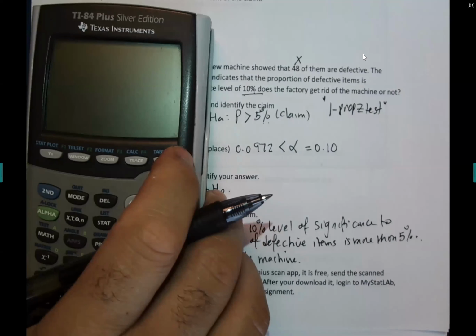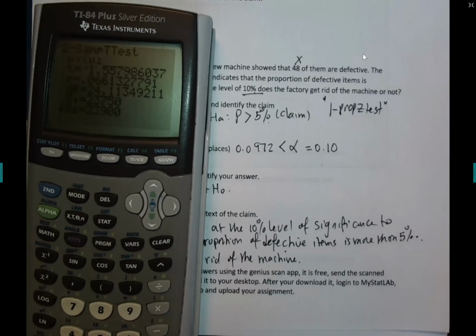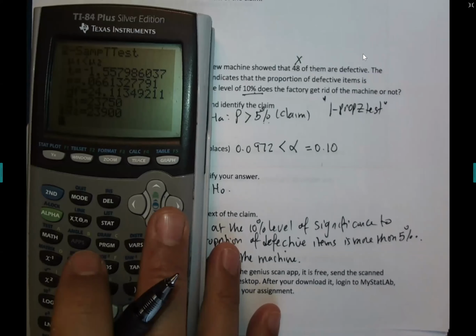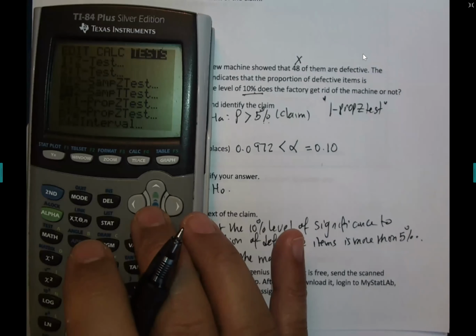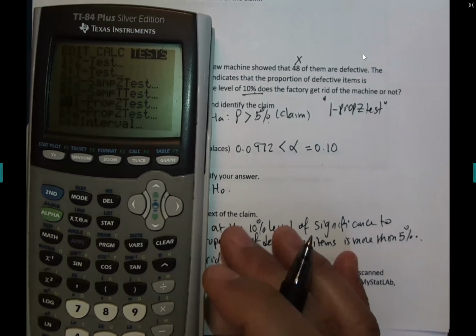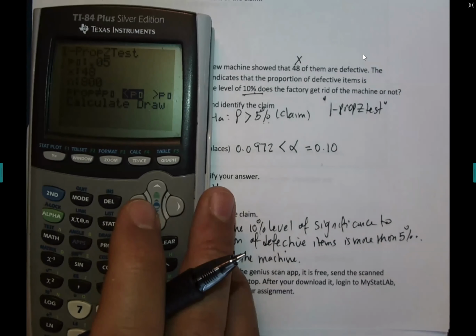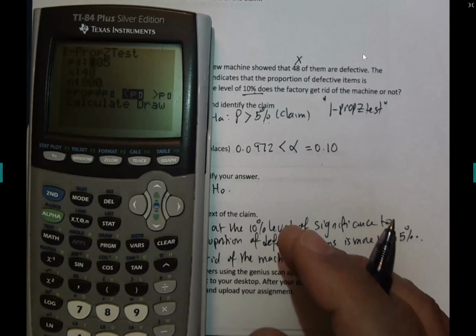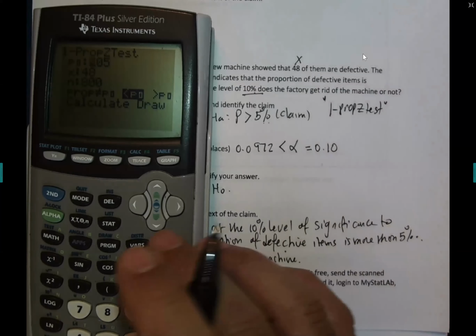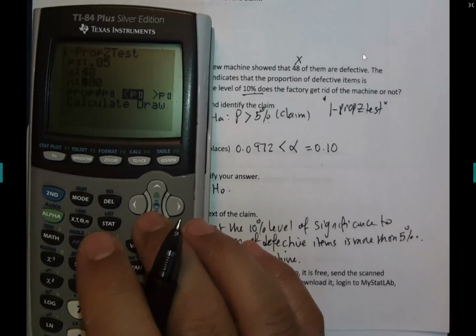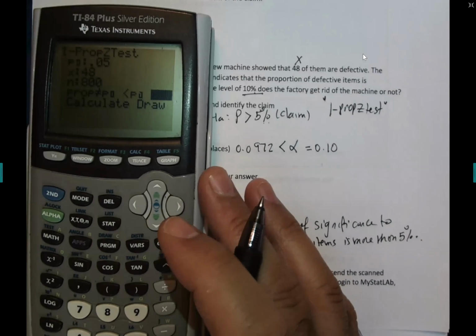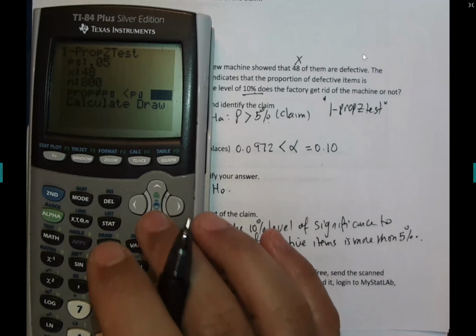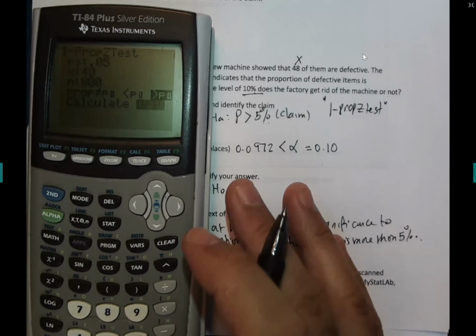So here you go. Turn the calculator on, go to stat, tests, 1 prop z test. There you go. So we're testing the value in the null hypothesis, 5%. X is 48, N is 800, and we need to test that P is bigger than 5%. So this is the bigger one. And then go to draw, if you like.